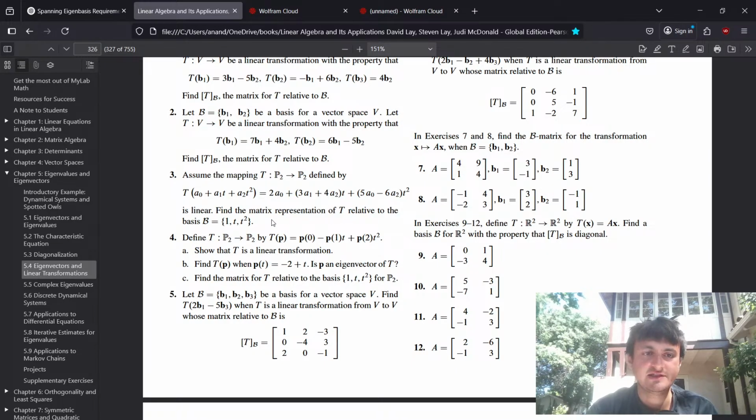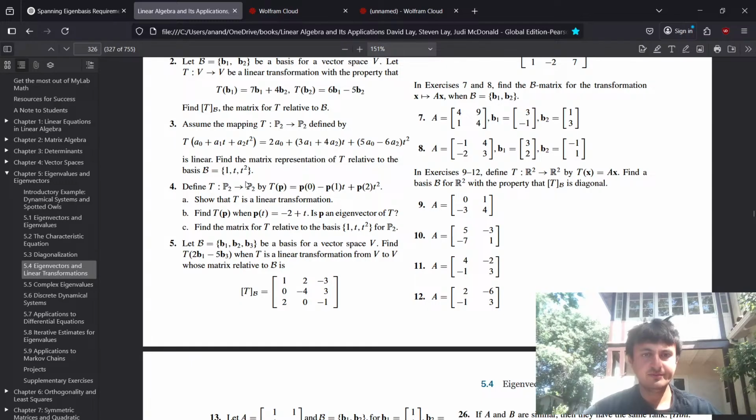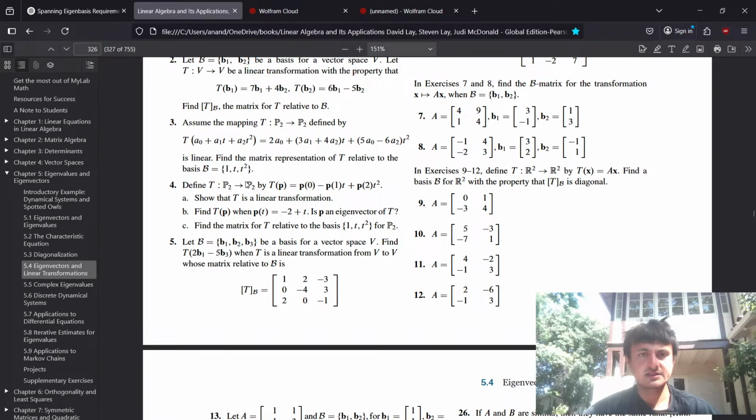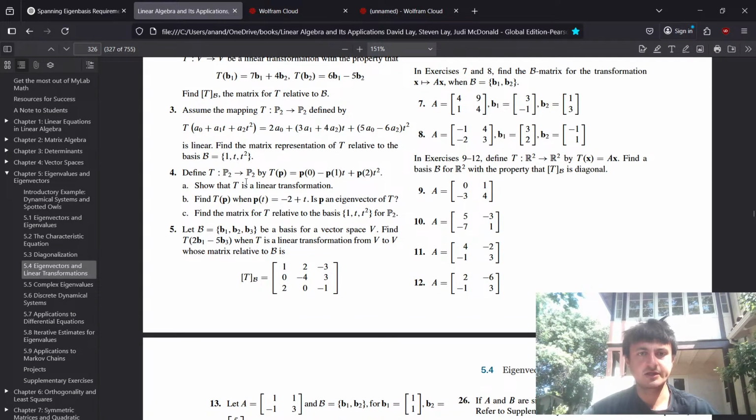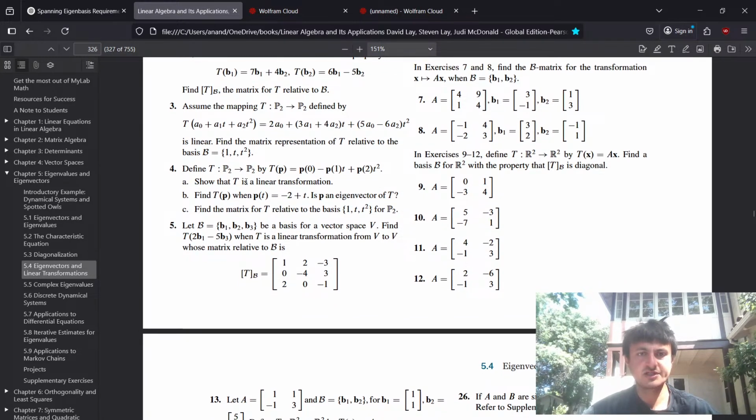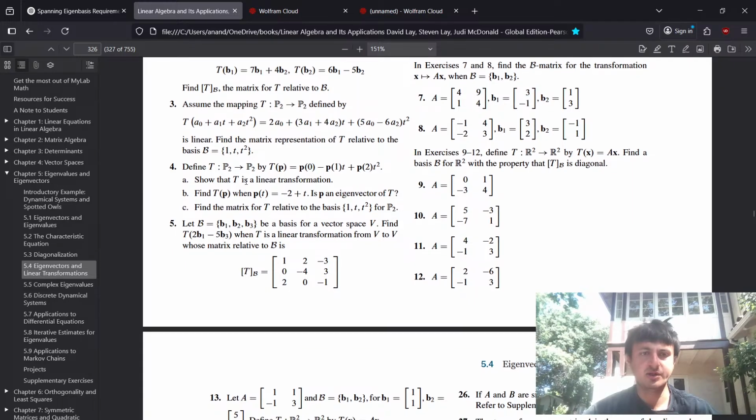Or at least diagonalization. All right, problem 2, change of basis, find the B matrix. Okay, so we can skip 2, but we'll do 1. Assume the mapping T from P2 to P2 is defined by that as linear. You assume it's linear. Okay. Find the matrix representation of T relative to the standard polynomial basis.